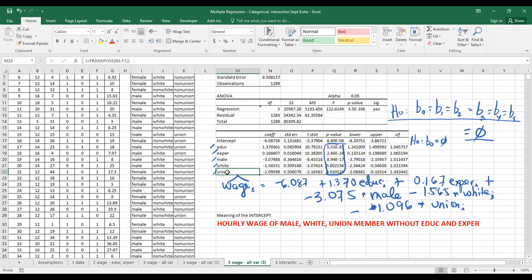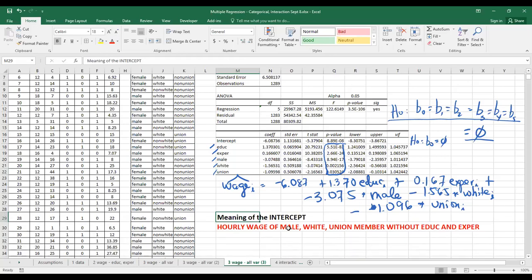Guys? Yes, sir. Tama? Kaya sinabi ko dito, the intercept is that value, the average hourly wage of a male, kasi 0 dapat siya dito, white, and union member who does not have any education nor experience. Kuha, guys? Okay.